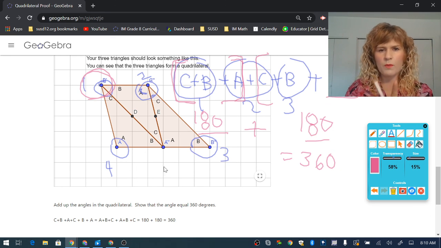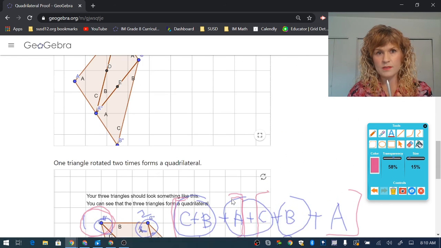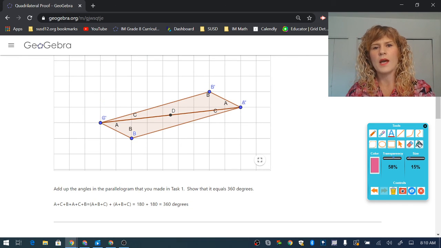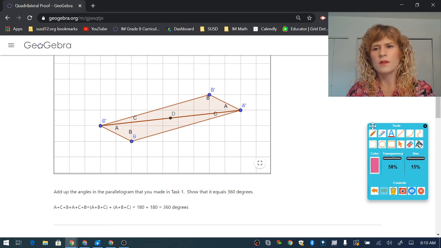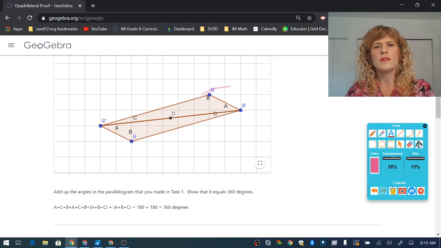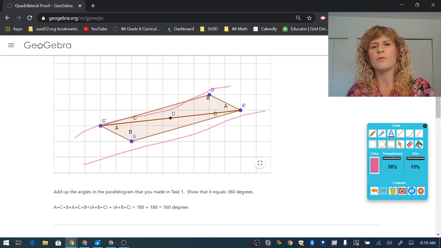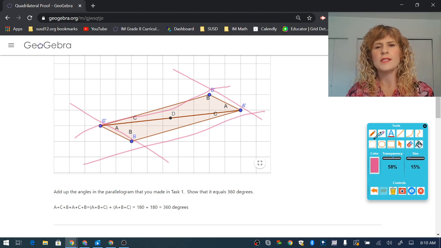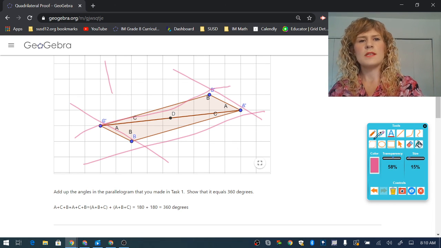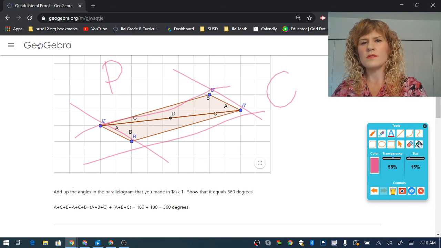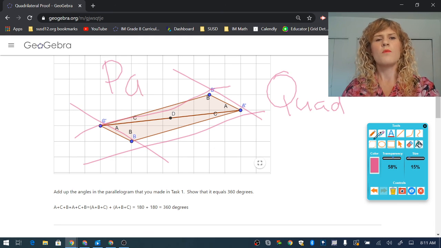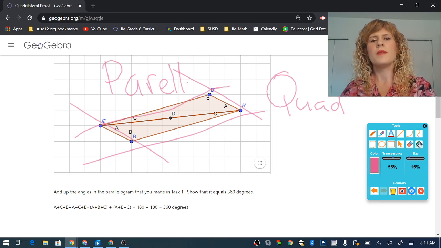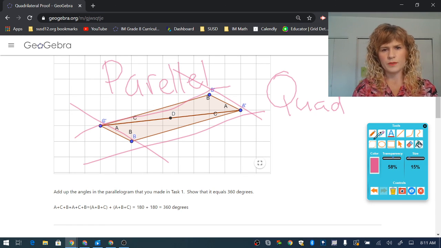There's one more thing I want to be clear on for your test. First, we made a parallelogram. These sides are parallel. Both sides are parallel. That is a parallelogram. This is a parallelogram. It is also a quadrilateral because it has 4 sides. Remember that a parallelogram is a quadrilateral.